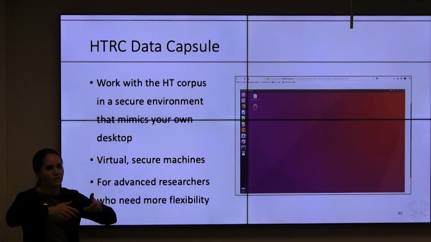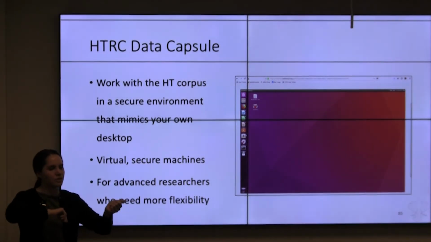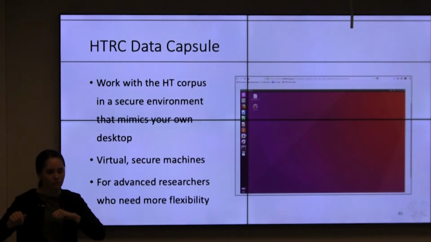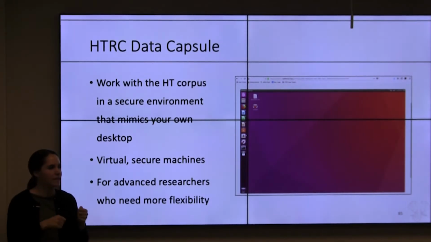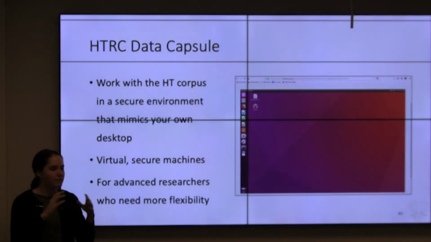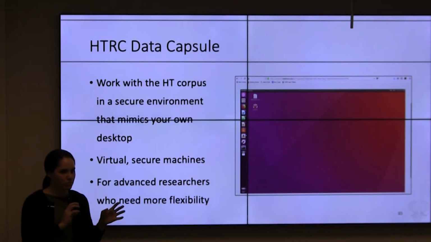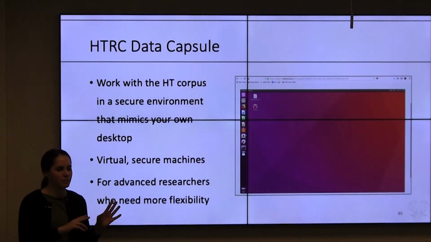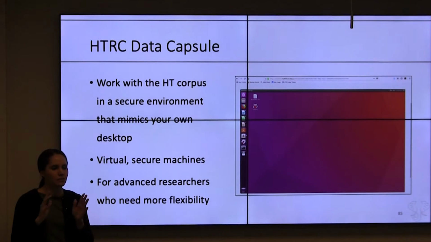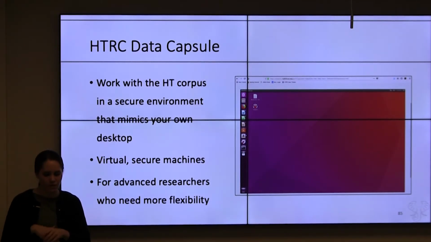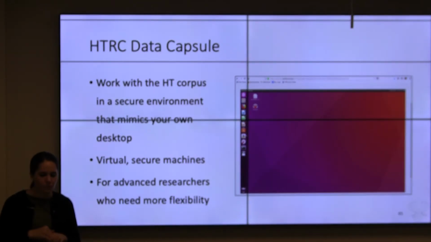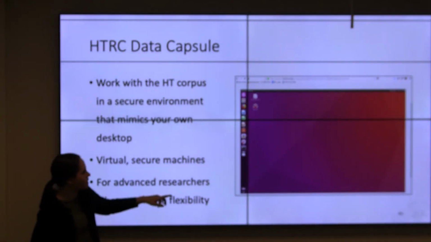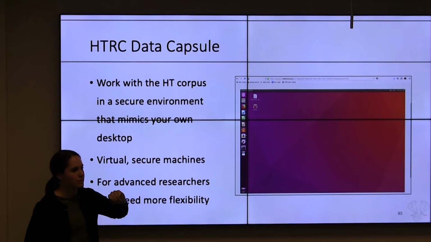And then we have the extracted features files, which have the benefit of the flexibility of working on your own machine, but the constraint of the file format. And then within the data capsule, you have the flexibility to do whatever computational analysis you want, but the constraint of working within the specific system, so not on your own hard drive. So you work with the HathiTrust corpus in a secure environment that mimics your own desktop.